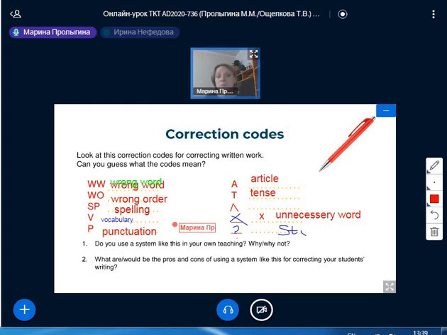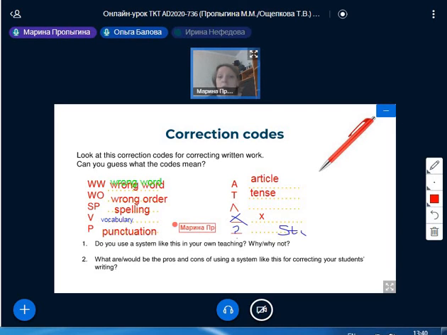And so what do you think? Do you use a system like this in your own teaching? And why can it be good to use this system? Not simply underline their mistakes, but, okay, could you please share? To use their brains. Right. And again, it is one more opportunity to develop their critical thinking. They not only should pay attention, okay, mistake, and that's okay, but they should try to categorize their types of mistakes.